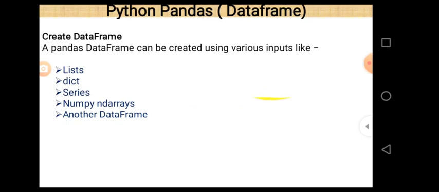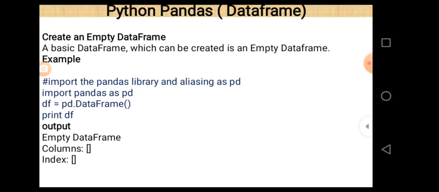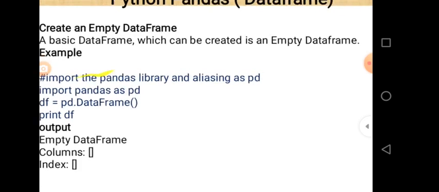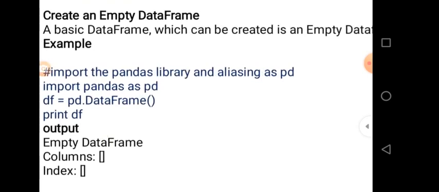Let us take one by one. First one is create an empty data frame. So the first question is, how can we create an empty data frame? A basic data frame can be created as an empty data frame. This is a small example here. First of all, import the pandas library, aliasing it as pd. So the first line is import pandas as pd.